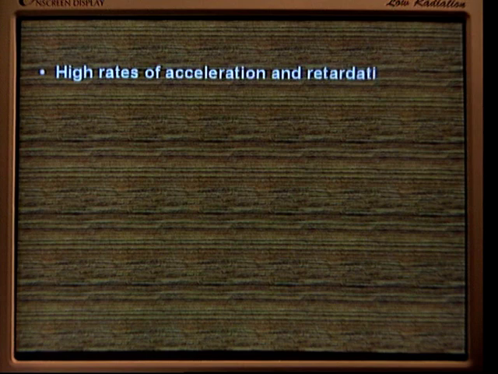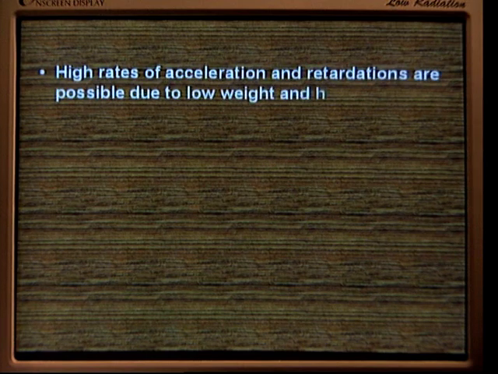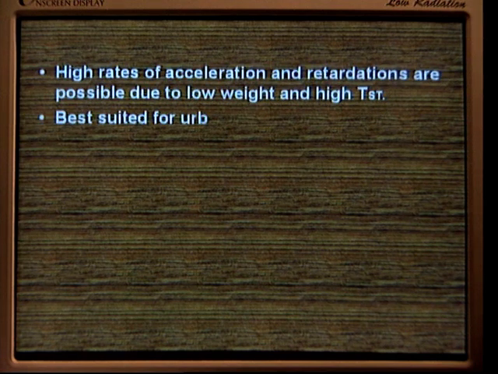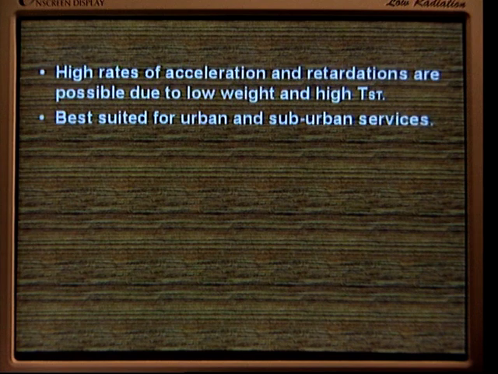High rates of acceleration and retardation are possible due to low weight and high starting torque. For acceleration, we know that we require high starting torque. For retardation, it should be low weight. Due to these characteristics, it is best suited for urban and suburban services. So, it has a number of advantages compared to other motors.